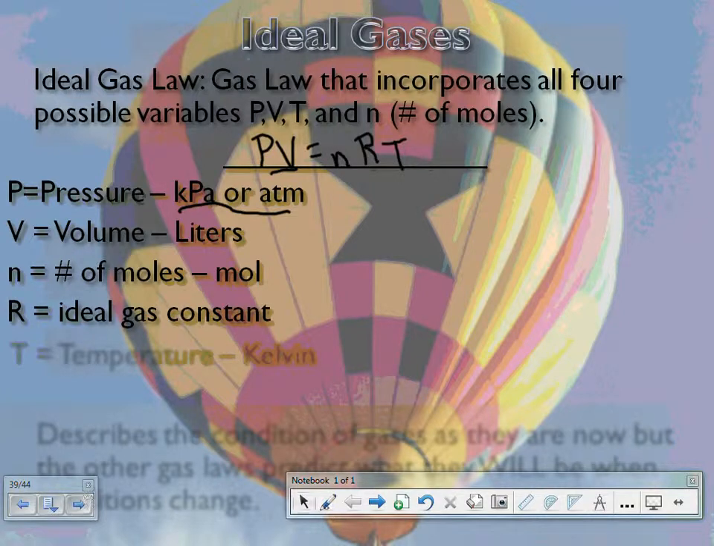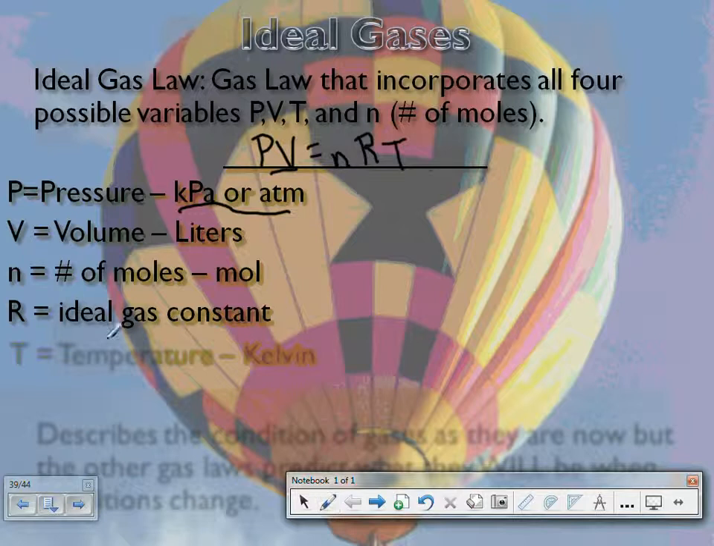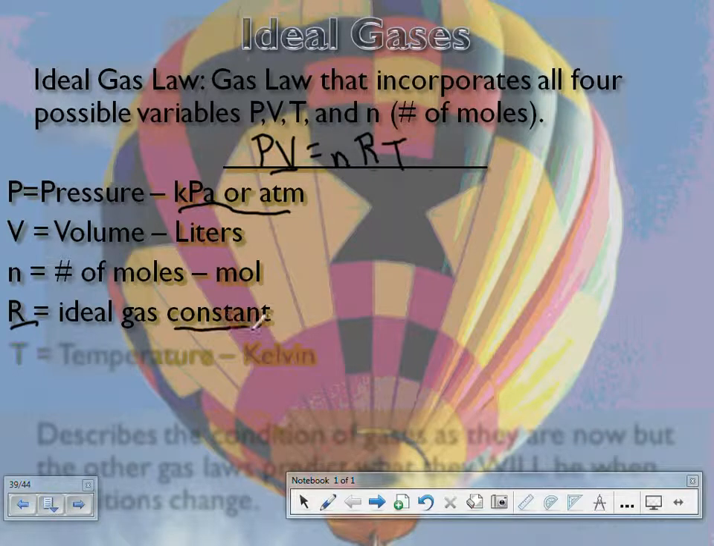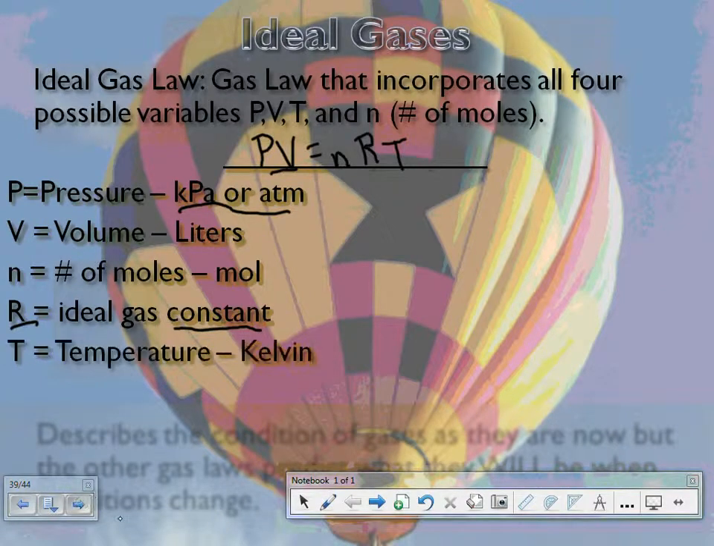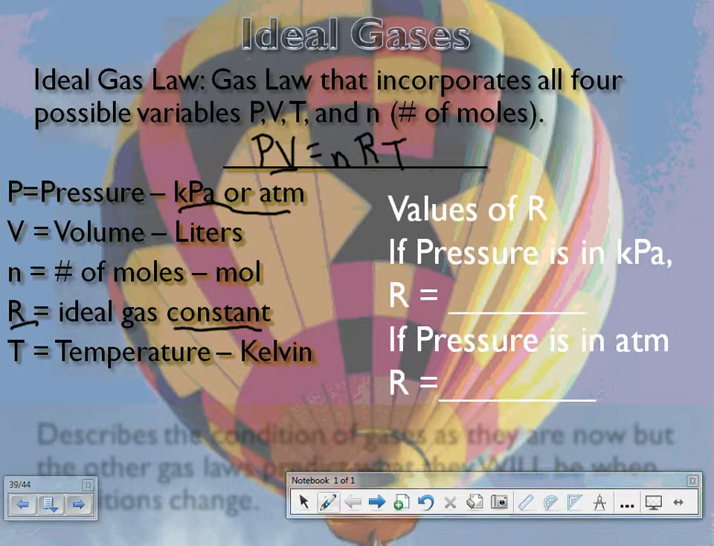R is something we are going to measure in your gas law lab. It's a constant, so it's a number that doesn't change. But we have two different versions of R. Do you remember what R is if we're measuring pressure in kilopascals? 8.31. Or 8.314, but you guys don't have to know that. 8.31 if we're measuring in kilopascals. And those are SI units for pressure.